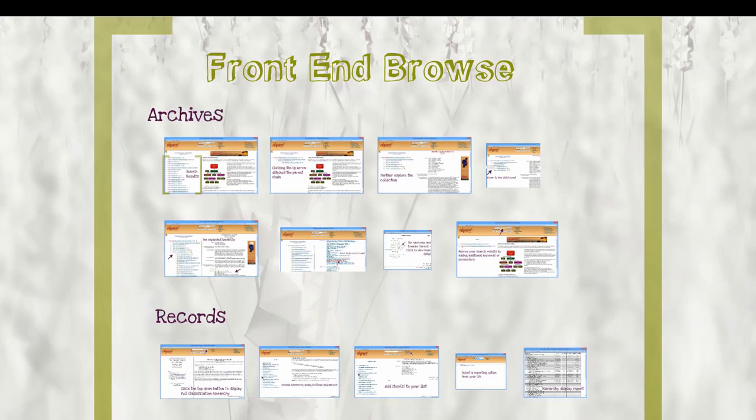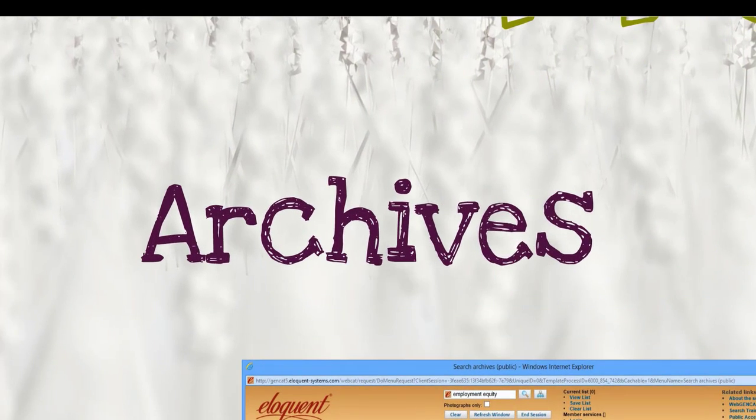We'll begin with basic navigating in the front end on the public search page, focusing on all the ways you view hierarchical structures. I'll show two examples from Eloquent Archives and Eloquent Records. Keep in mind that the concept remains the same no matter which system you're using.